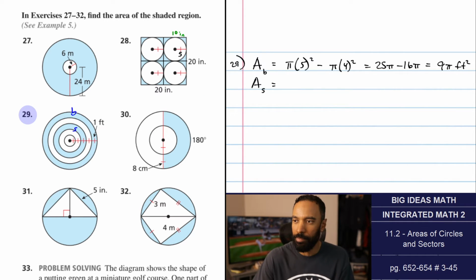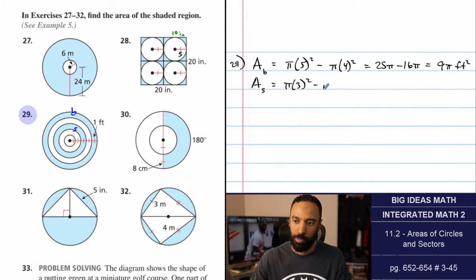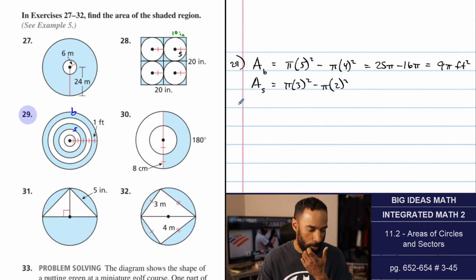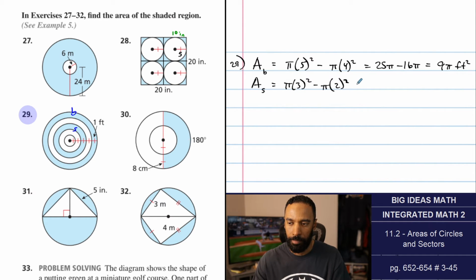1, 2, 3 feet. So pi times 3 squared minus pi times, and then the other one's 2 squared because there are 2 white circular regions, but we're going to take both of those things out, or circles, I should say. So that's 9 pi minus 4 pi, which is 5 pi square feet.